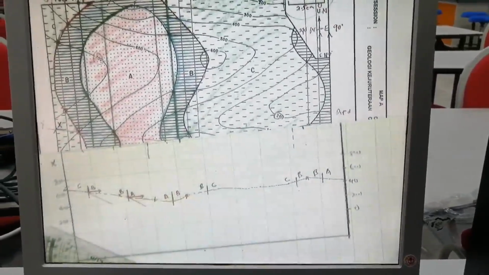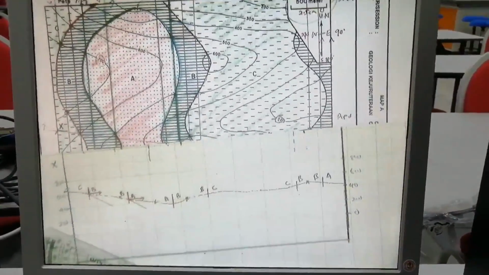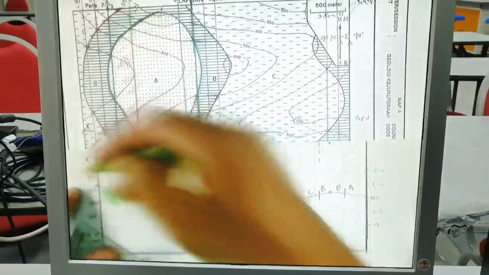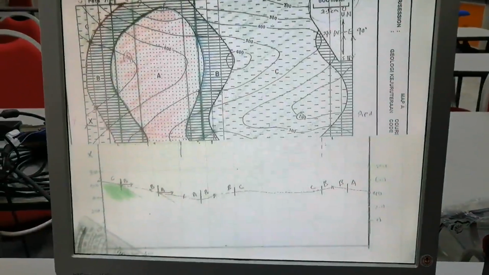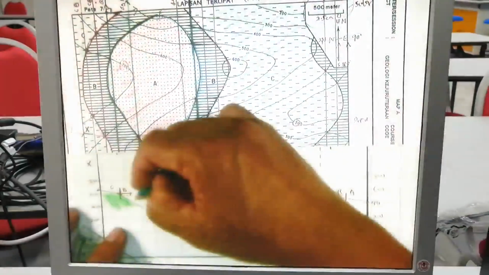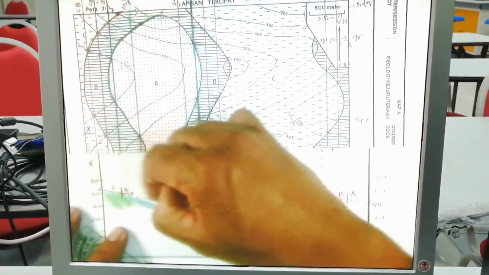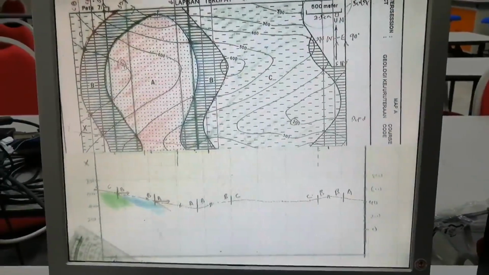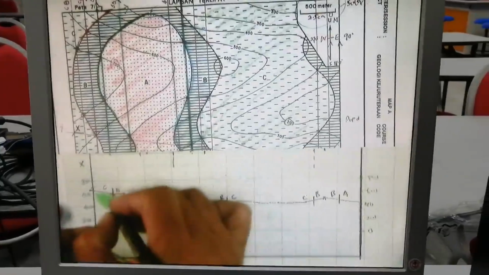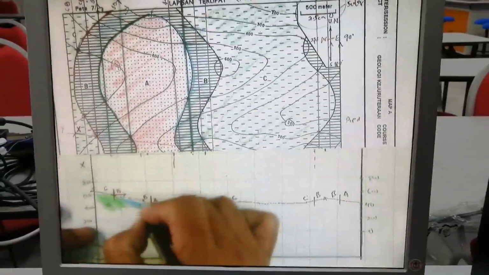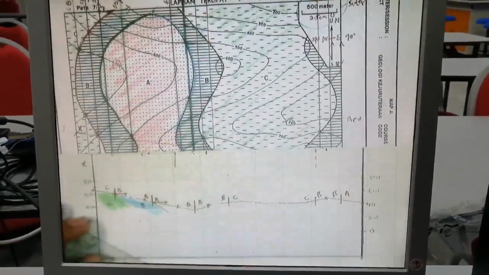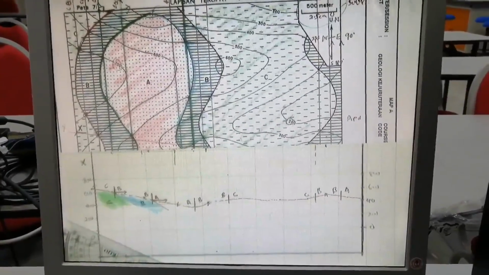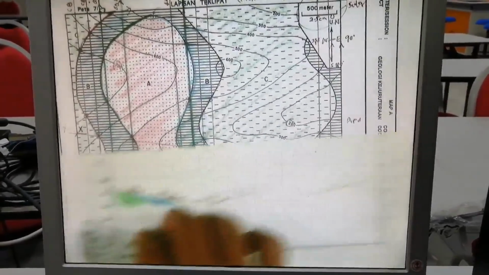C is green. Okay, blue this side. D. This is C. This is B. Okay. We have A this side, but we have to know the boundary of A. Look, the boundary of A is here.